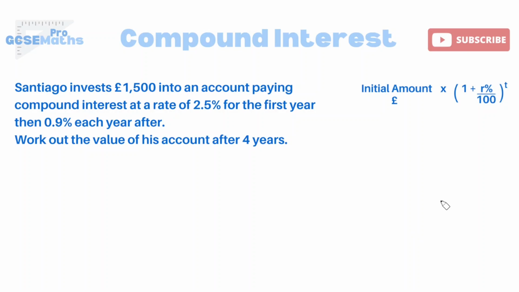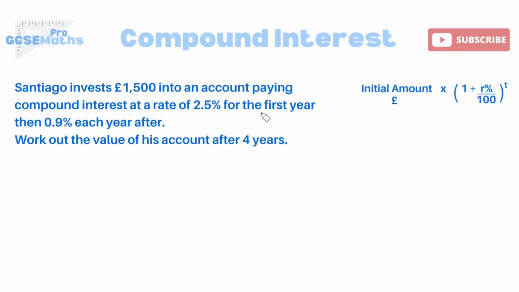First of all, we have Santiago invested £1,500 into an account paying compound interest at a rate of 2.5% for the first year, then 0.9% each year after. Work out the value of his account after 4 years. So this is quite a common question where you've got two different interest rates for two different periods of time. So we're going to have to use the formula twice.